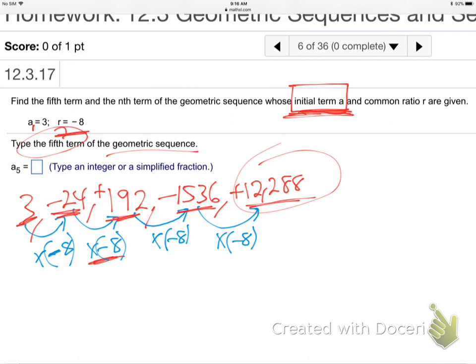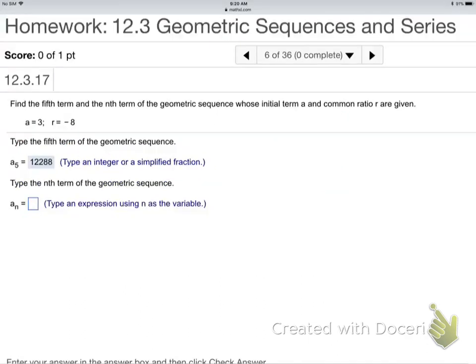The terms get big really fast for geometric sequences, don't they? Because you're multiplying every time. So the nice thing is they won't make you go very far in this section. They won't ask you, like, what's the hundredth term? Because it's just way, way, way too big. It's already 12,000. We're only at the fifth term. So geometric, they'll usually only make you go four, five, or six terms. So you can kind of just do it by hand with a calculator. You don't need some fancy formula. Is that good? All is well. All right. I'll keep moving. Arithmetic.